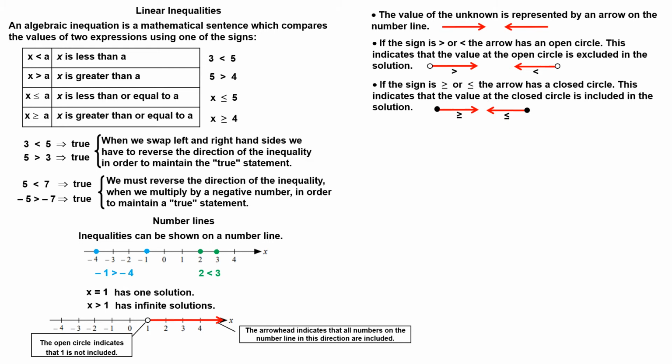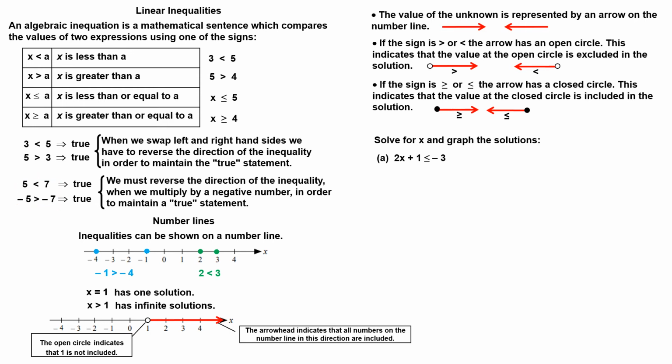Now let's see how it works to solve linear inequations. Solve for x and graph the solutions. The process to solve linear inequations is the same as that of linear equations, with the exceptions that when you interchange the sides, you must change the direction of the inequality. When you multiply or divide an inequality by a negative value, you must change the direction of the inequality.